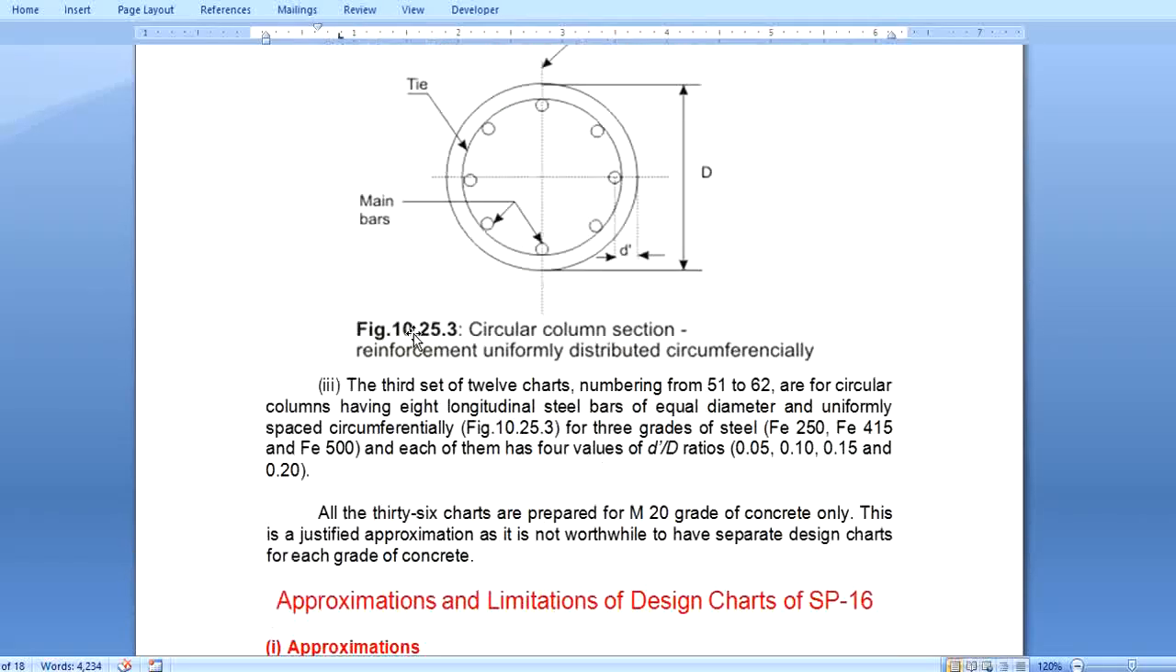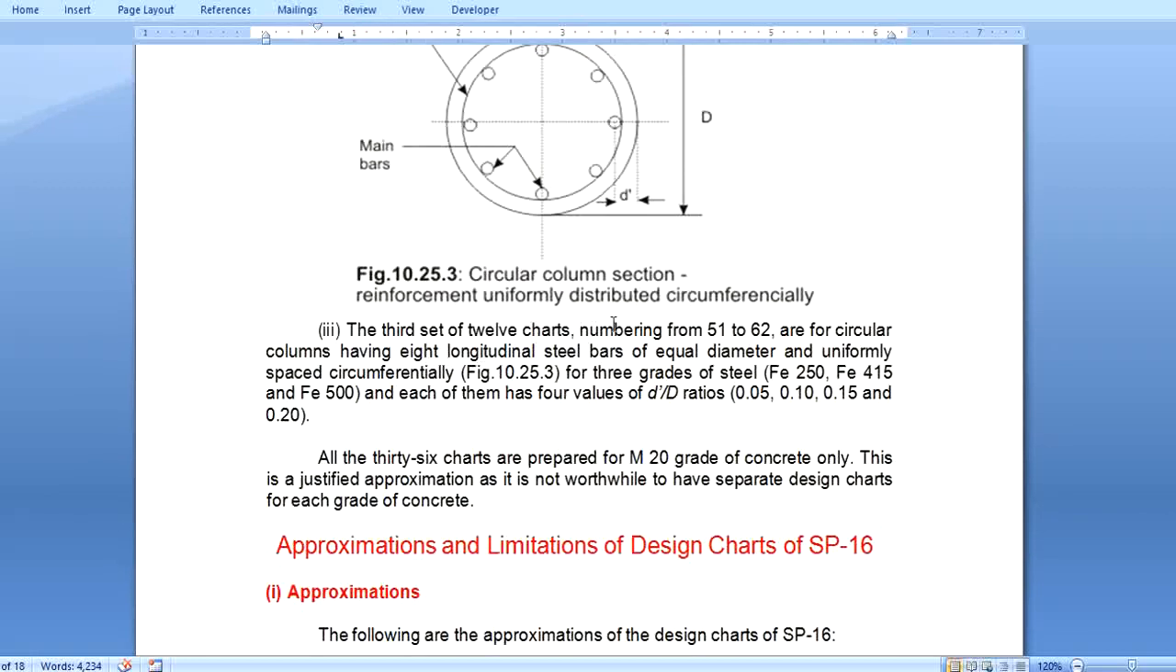Similarly, you can see the third one. The third set of 12 charts, from number 51 to 62, are for circular columns having 8 longitudinal steel bars of equal diameter and uniformly spaced on the circumference. So charts 51 to 62 are applicable for circular type of column.